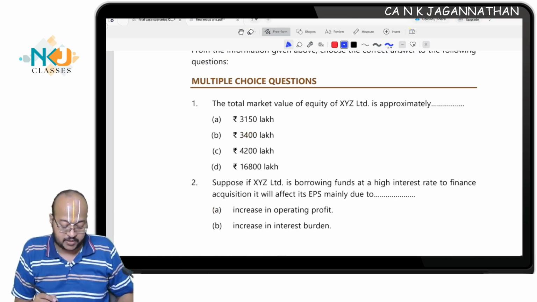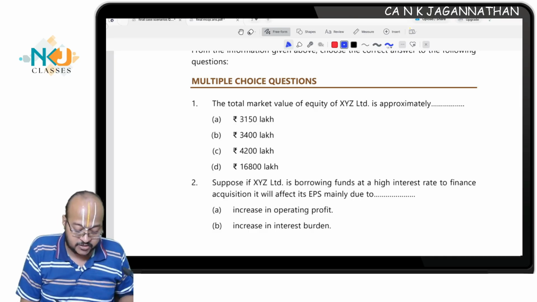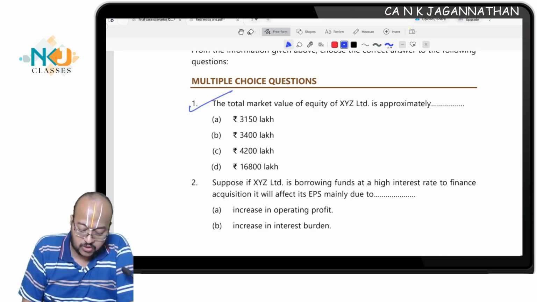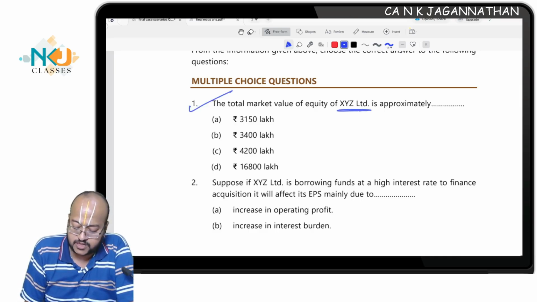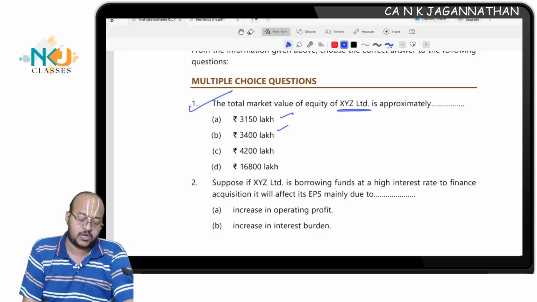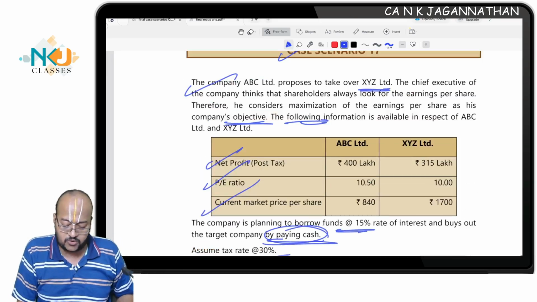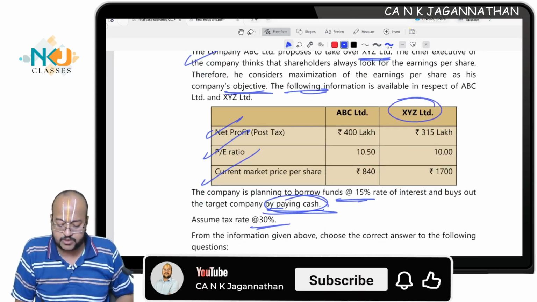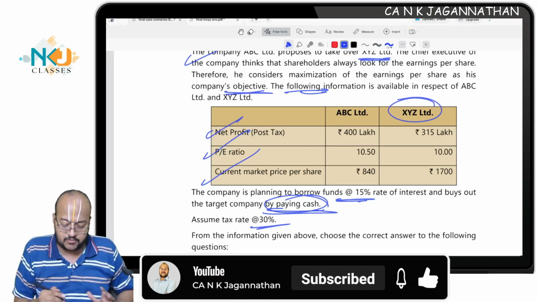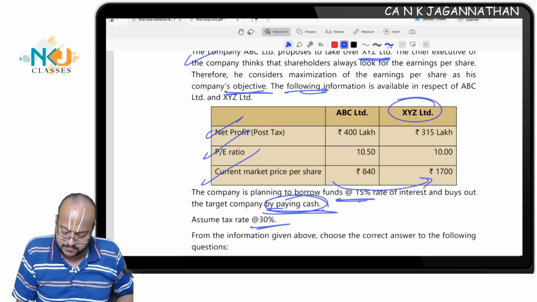Mergers and acquisition, typical cash question. Okay. Consideration is paid by cash. Okay. The total market value of equity of XYZ Limited is approximately 315034. See, total market value of XYZ Limited. Let's take this is XYZ Limited. Market value of XYZ Limited. Current market price per share is given as 1,700, and PE ratio given as this much.